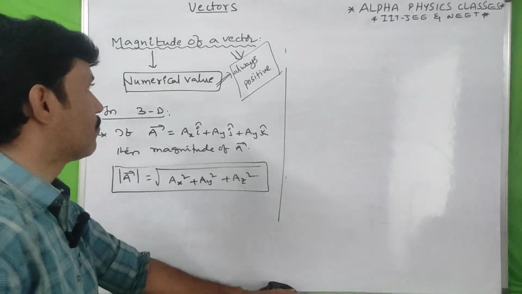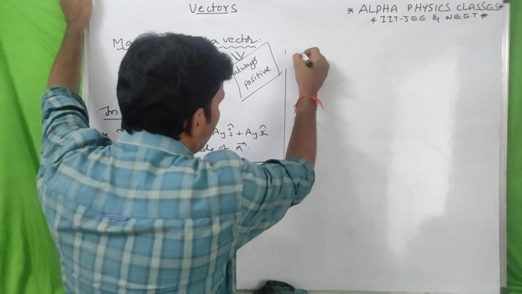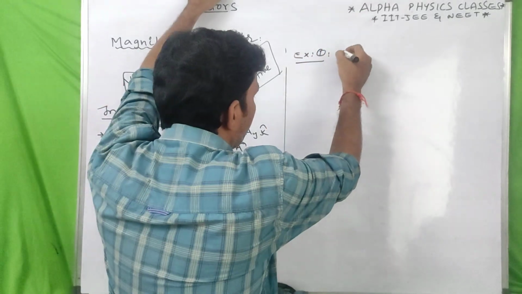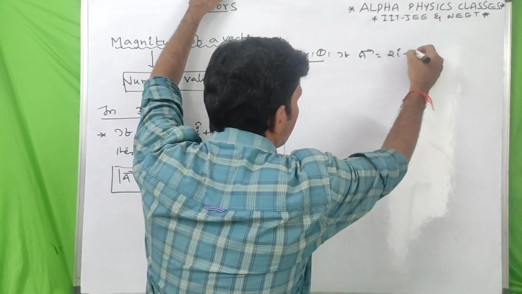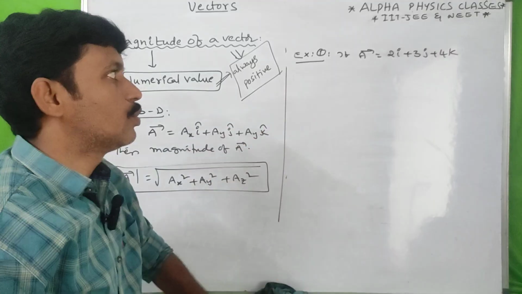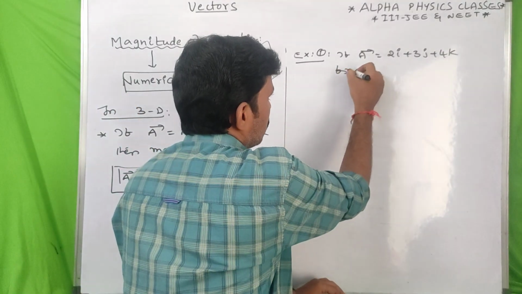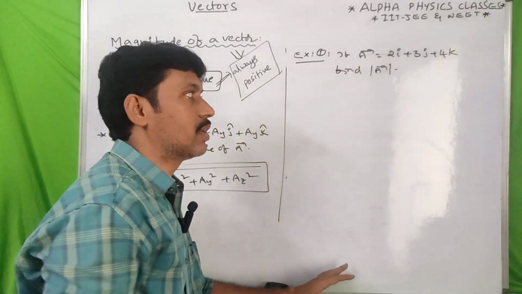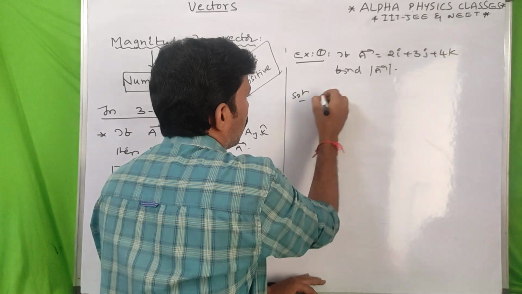Okay, right. So in 3-dimensional, example 1. Let us do example 1. If a bar is equal to 2i plus 3j plus 4k, this is the vector. Question is, find modulus a bar. Find modulus a bar, that is, find out the magnitude of a bar.